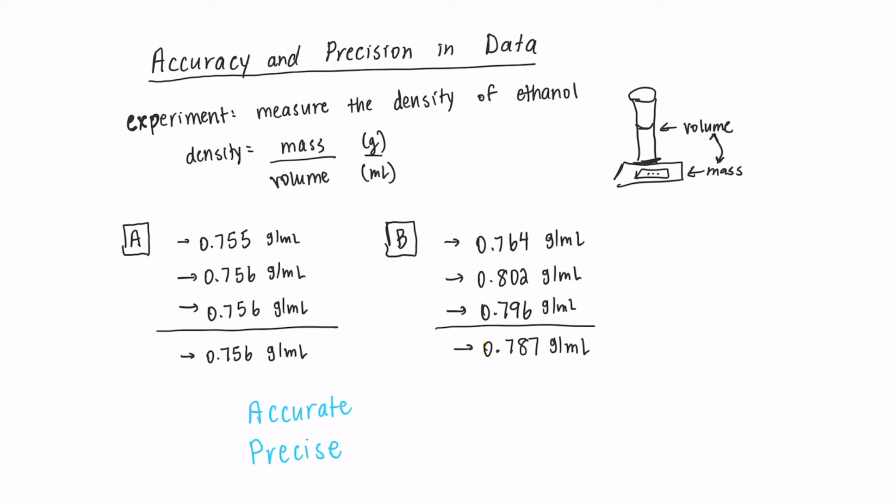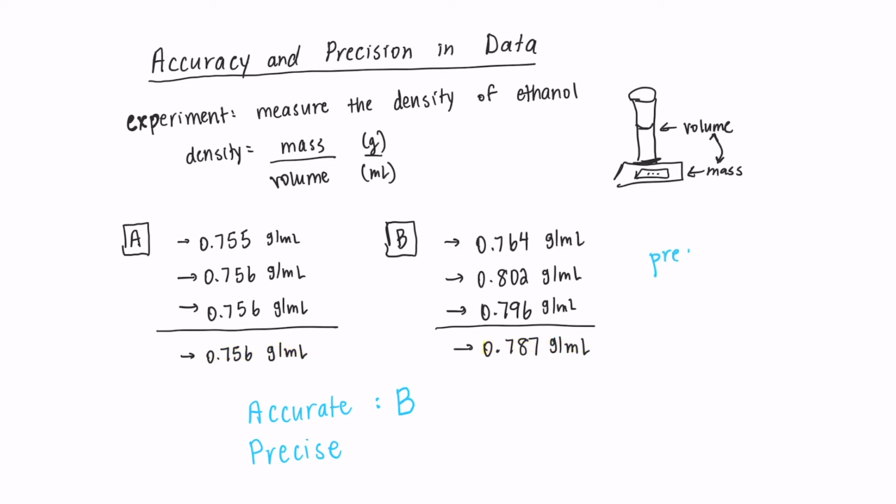Let's start with accuracy. Now, when data is accurate, it is close to the known value. In this case, the density of ethanol is considered to be 0.789 grams per mil. Let's compare that to the averages that student A and B got. 0.756 isn't that close to the known value, but 0.787 is. It's only off by 0.002. So we would consider dataset B to be accurate.